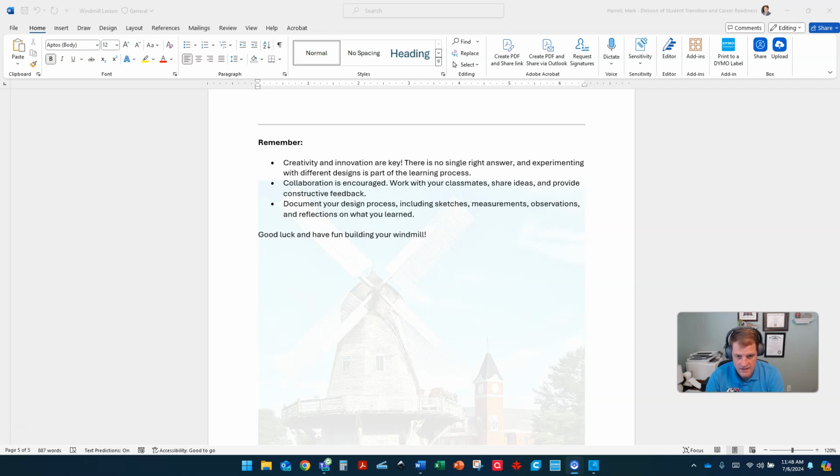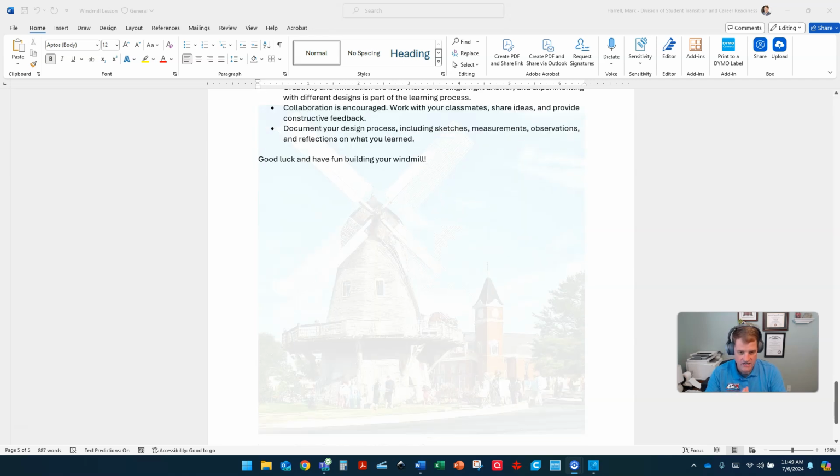Finally, the key to this activity again is documenting the design process, including sketches, measurements, observations, and reflections on what they've learned. So again, we're tying that to that fictional town, getting their buy-in with this authentic activity. Getting students to incorporate math, graphs, charts, sketching to come up with that best windmill design.